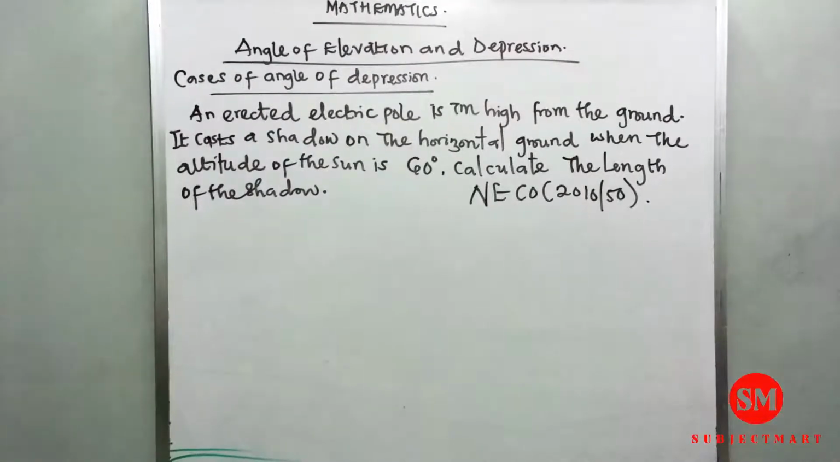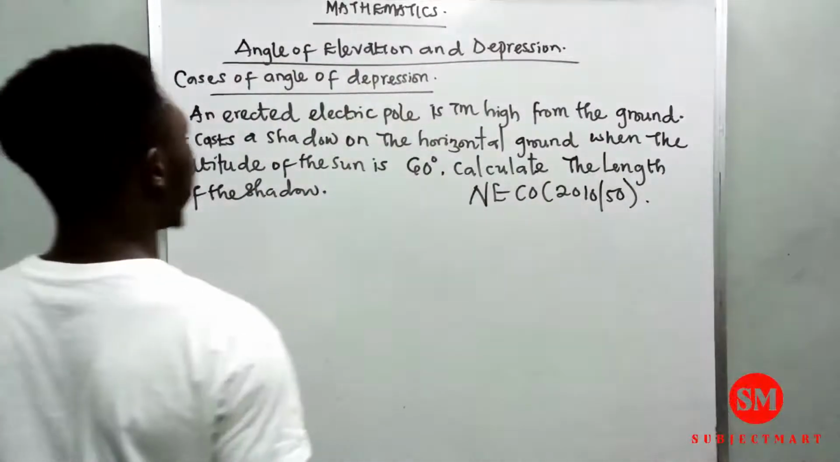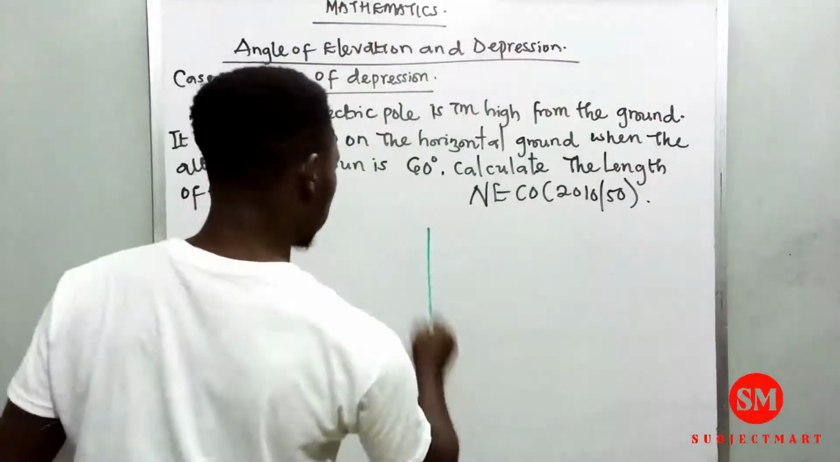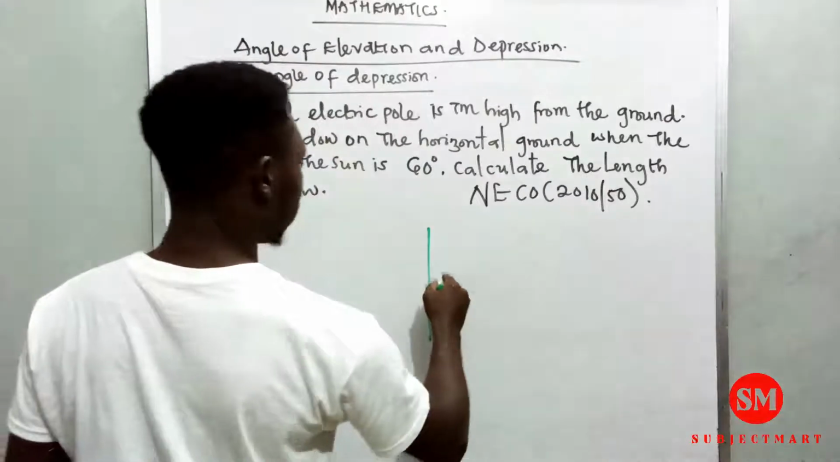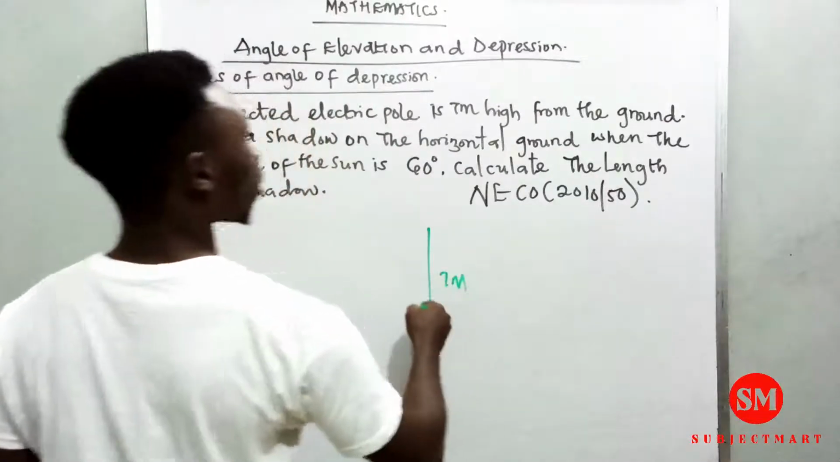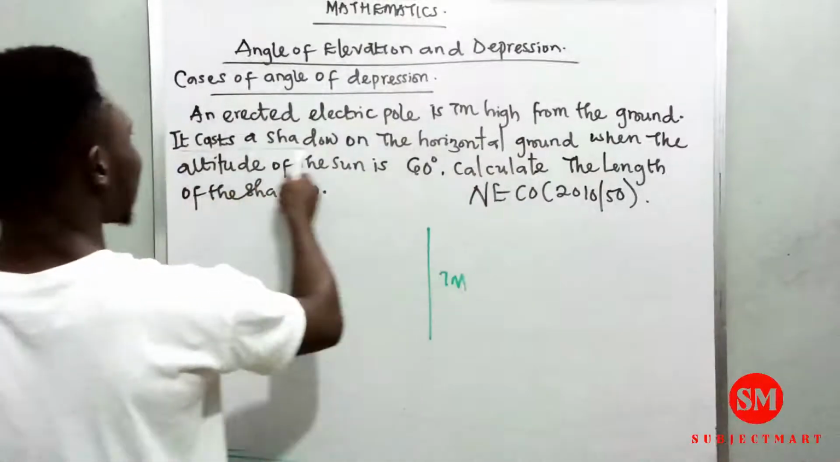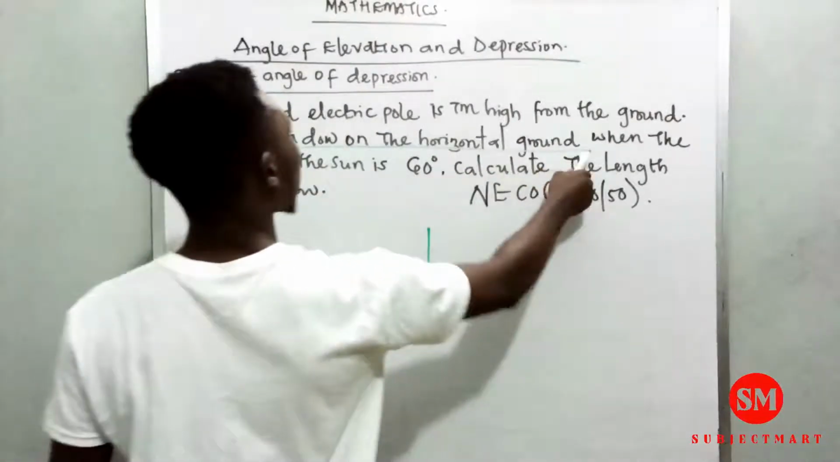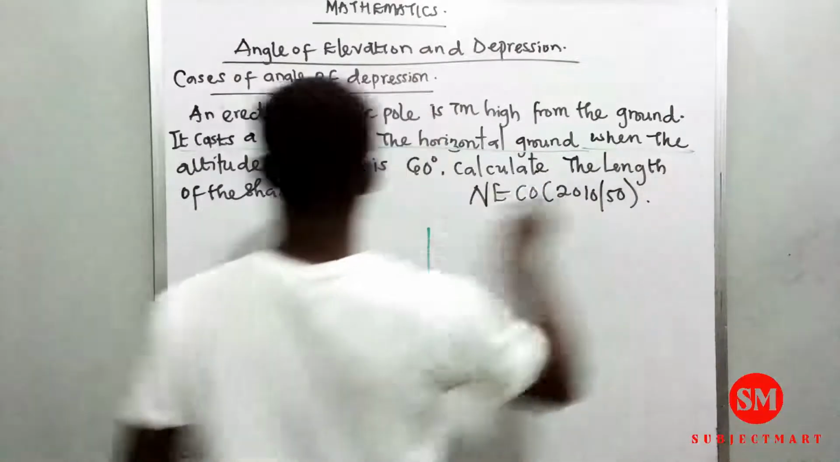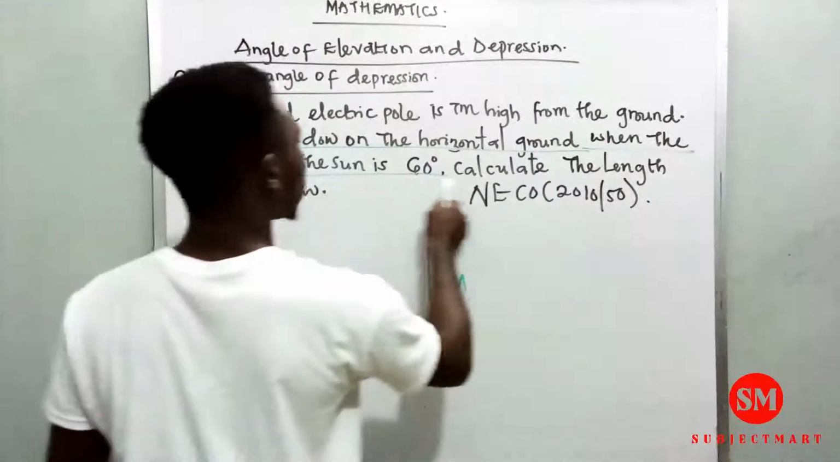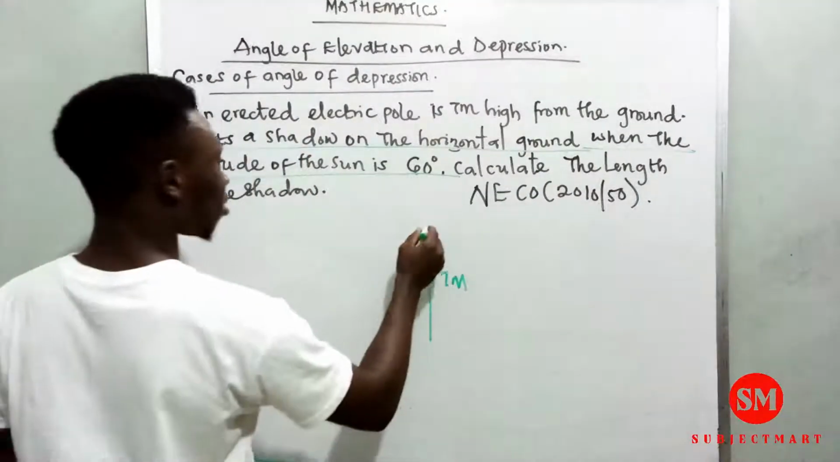Now, an erected electric pole, this is the electric pole, 7 meters high from the ground, it casts a shadow on the horizontal ground when the altitude of the sun is 60 degrees.